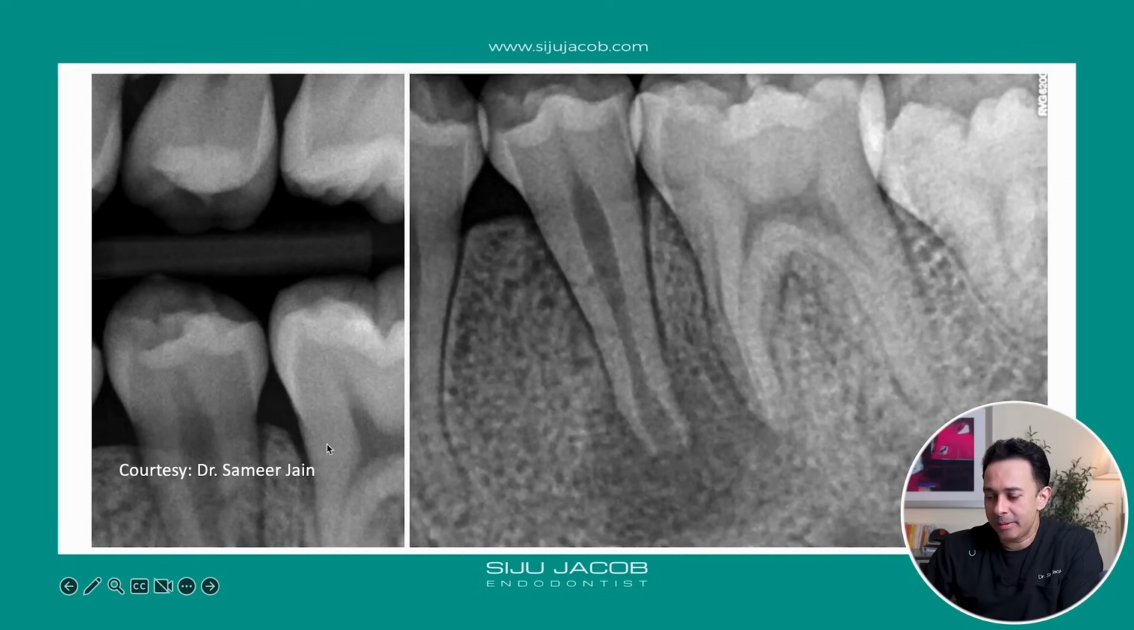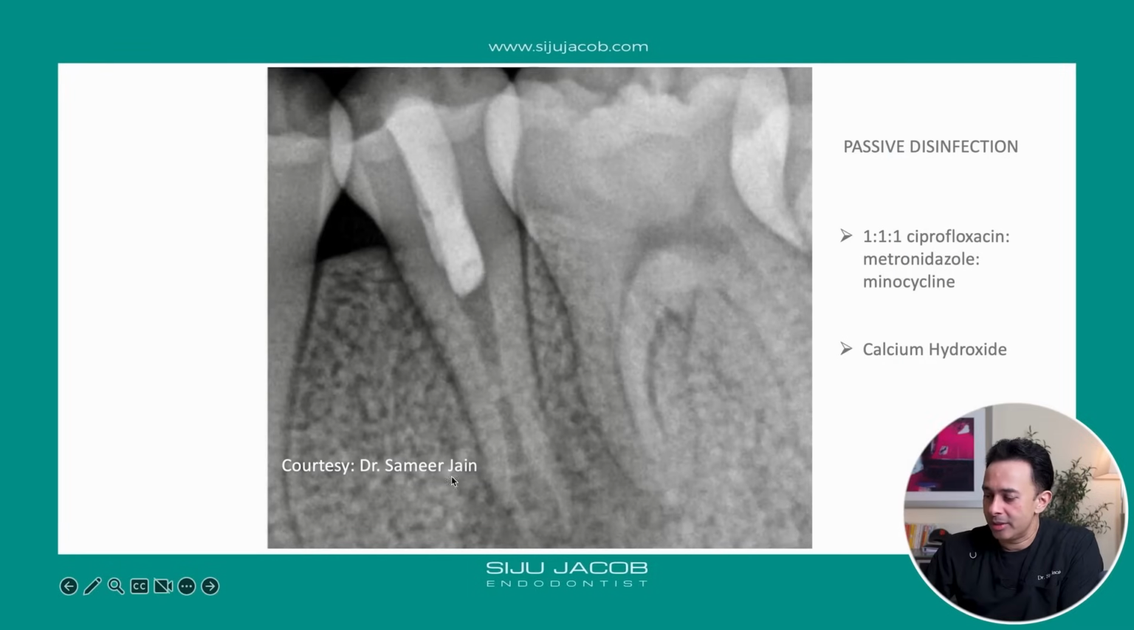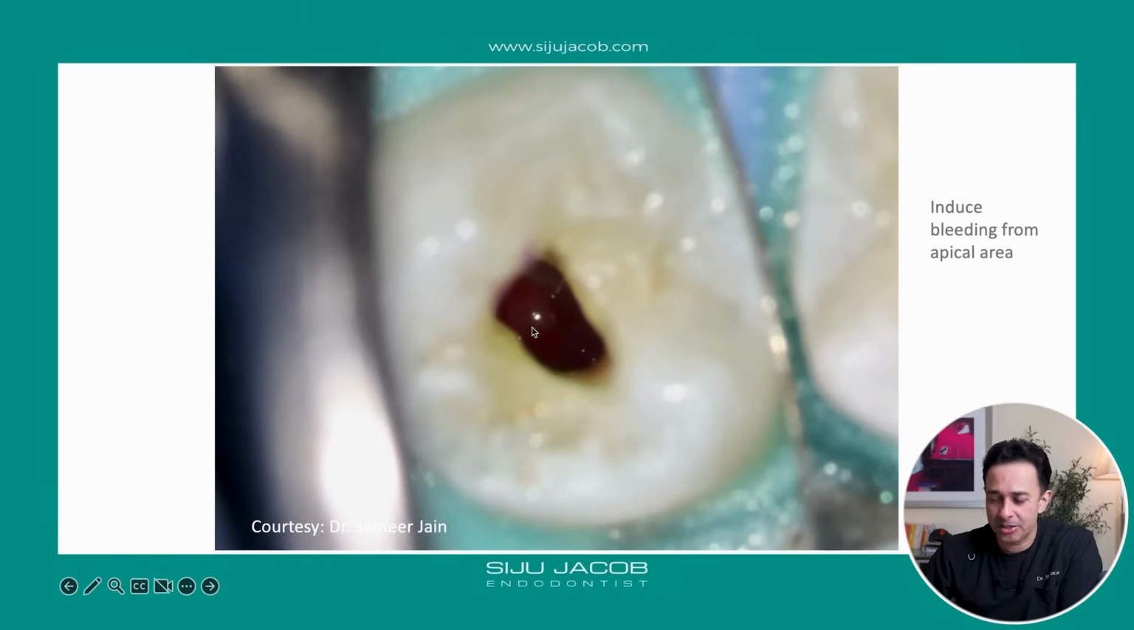So just to show you the steps, this is courtesy of another fellow endodontist, a colleague, Dr. Samir Jain, involved in revascularization if you are doing intentional revascularization. This is a case where you can see there's a lesion, and the tooth is non-vital. So what Samir did is he did a passive disinfection with what we call triple antibiotic paste, that is ciprofloxacin, metronidazole, and minocycline, which a lot of people suggest. And then he put a little bit of calcium hydroxide for passive disinfection. And then he induced bleeding from the apical area.